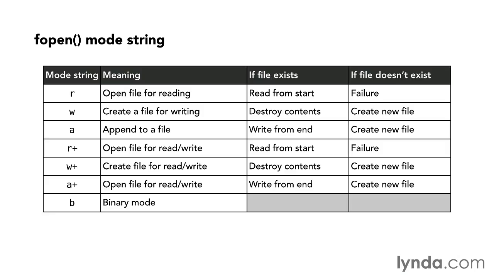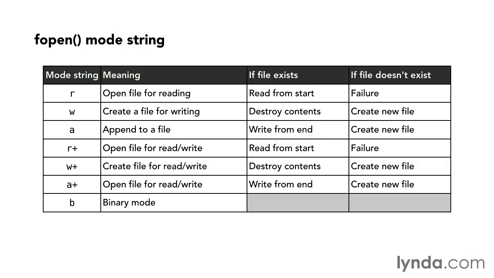The append mode will write from the end of the file if the file already exists, and if not, it'll create a new file. And then we have these same three modes with a plus sign, and so R plus opens the file in read-write mode, and it will read from the start, and if the file doesn't exist, it will fail. W plus also opens for read-write. It will create a new file if the file doesn't exist and destroy the contents if the file does exist. And A plus opens the file for read-write, and when you write to it, it'll write from the end. So it sets the file pointer at the end of the file, and it'll create a new file if the file doesn't exist.